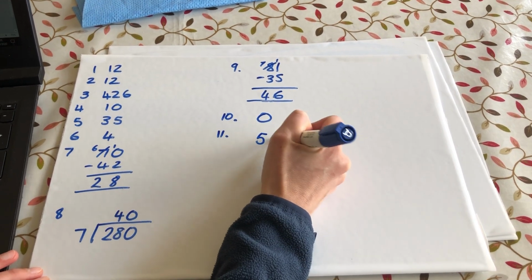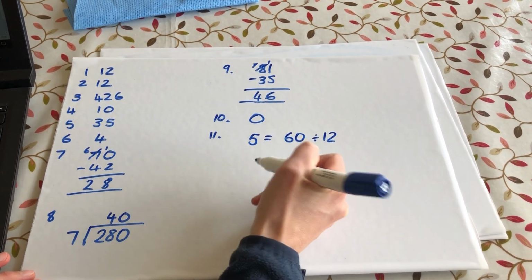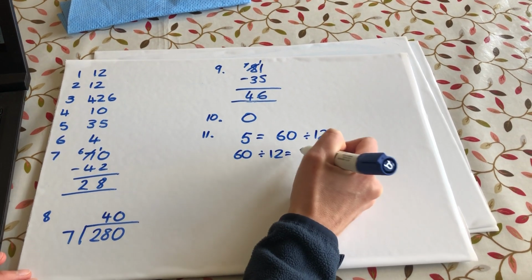So my answer looks like this. 5 is the same as 60 divided by 12. We could have written it this way. 60 divided by 12 equals 5.